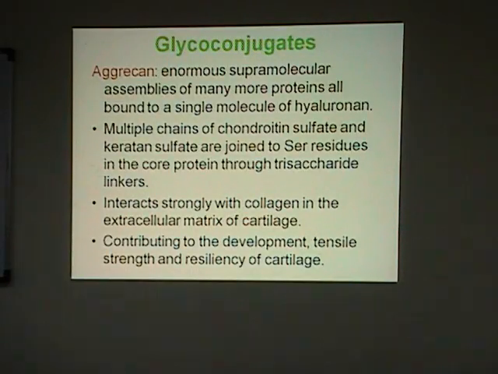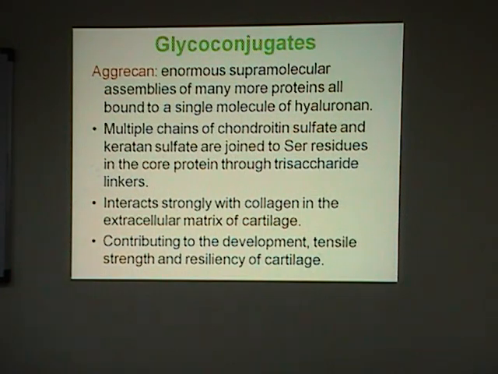Now, aggrecan. Actually, aggrecan is nothing but a simple aggregation of many molecules: enormous supramolecular assemblies of many proteins, all bound to a single molecule of hyaluronan. That is called aggrecan. Multiple chains of chondroitin sulfate and keratan sulfate are joined to serine residues in the core protein through trisaccharide linkers. Mainly, they assemble things at one place. It interacts strongly with collagen in the extracellular matrix of cartilage.